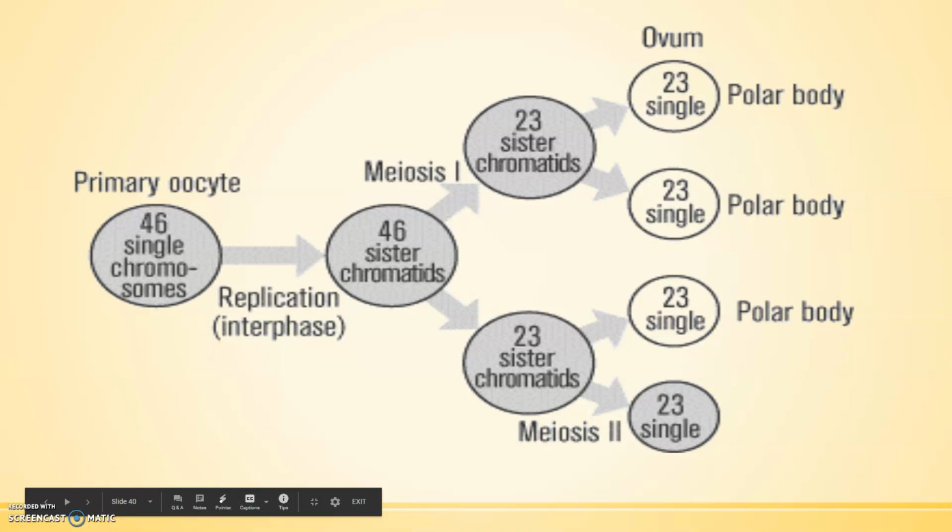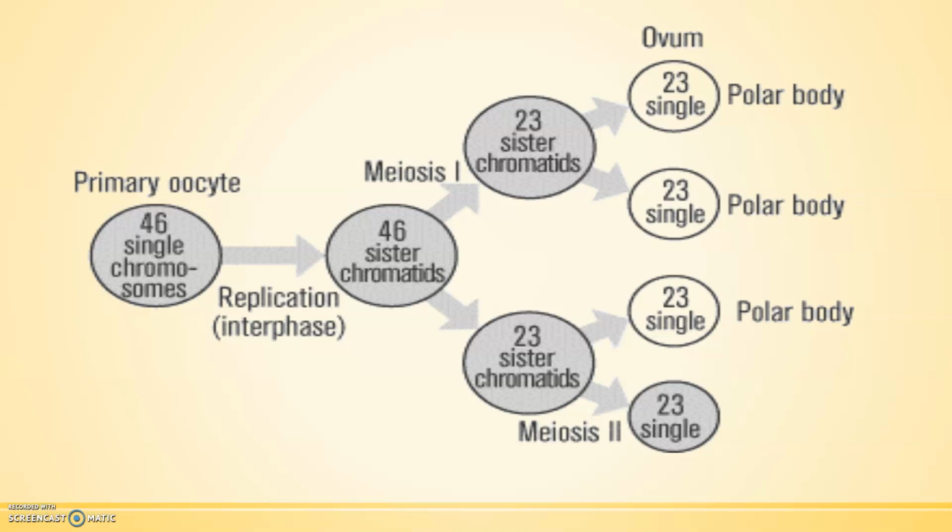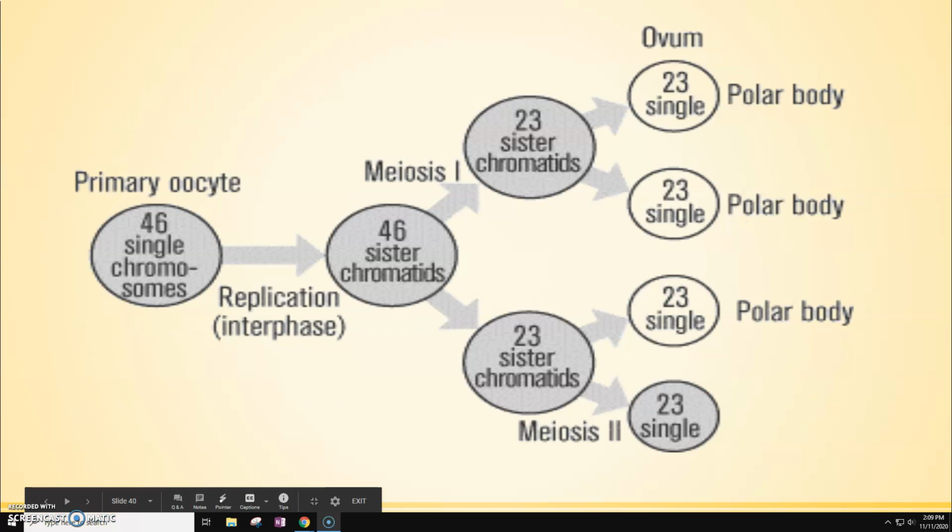And in this diagram, you're able to see that the primary oocyte goes through replication in interphase, DNA replication, goes through meiosis I with 46 sister chromatids in those homologous pairs, divides, and of course goes through meiosis II, and we have a single egg cell with 3 polar bodies. And please remember that those polar bodies are going to disintegrate.